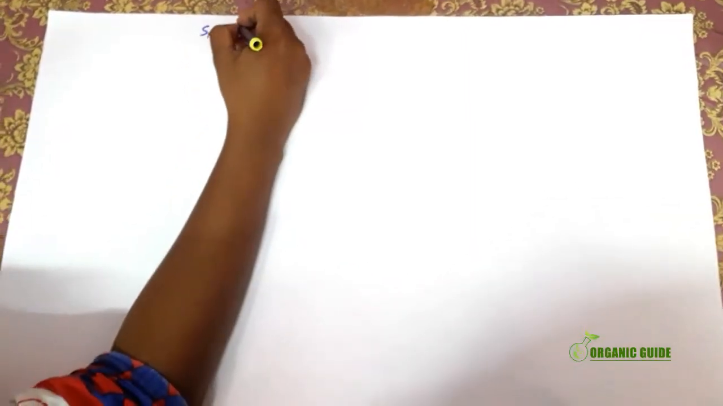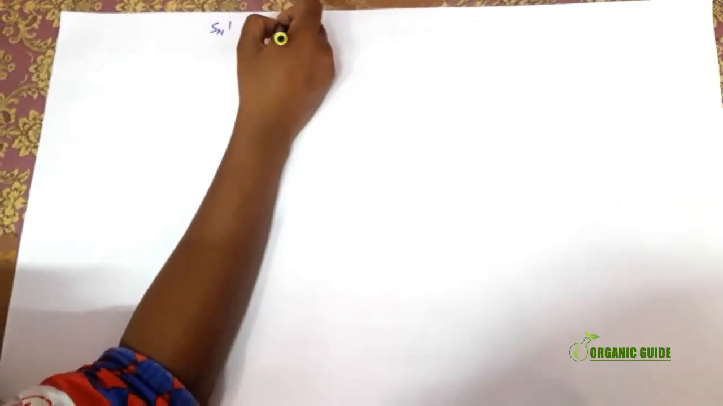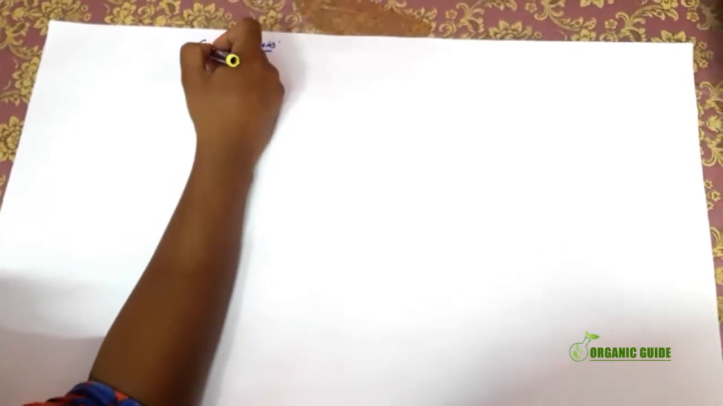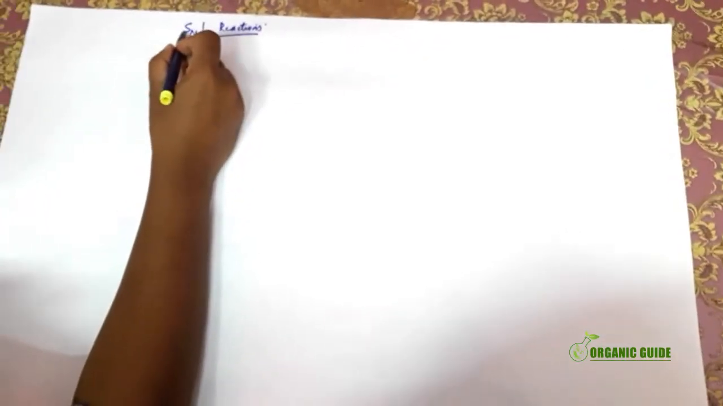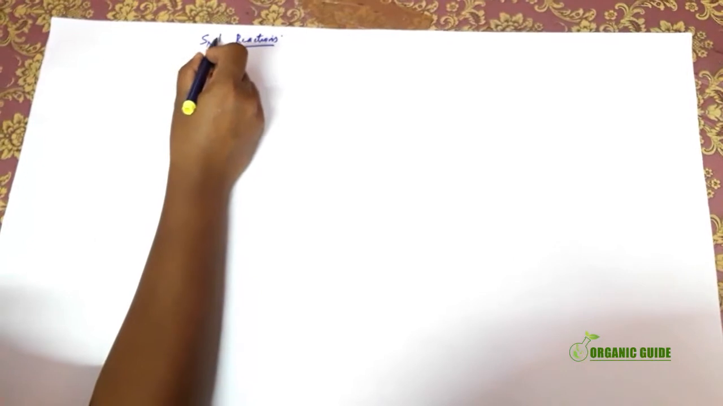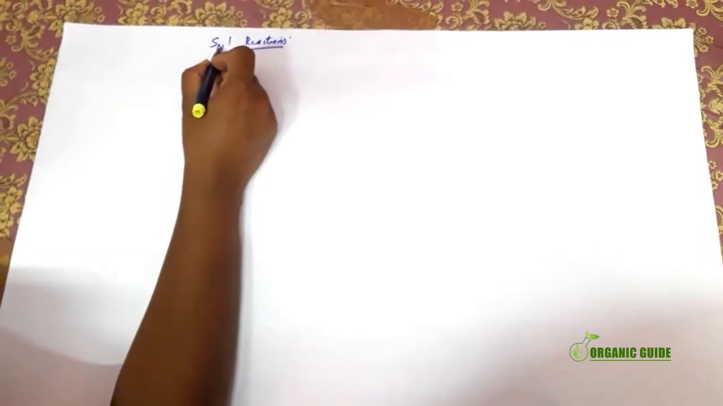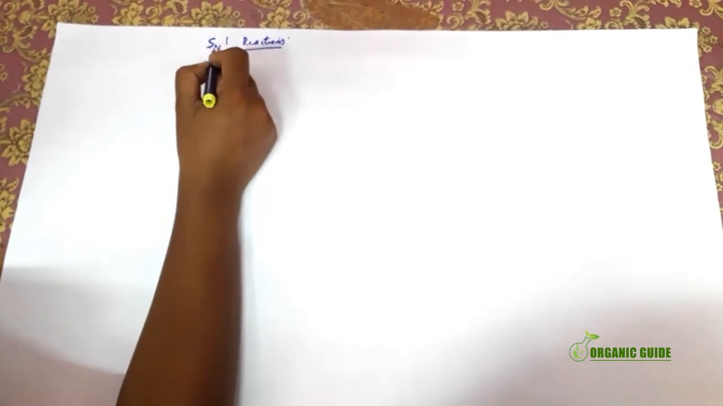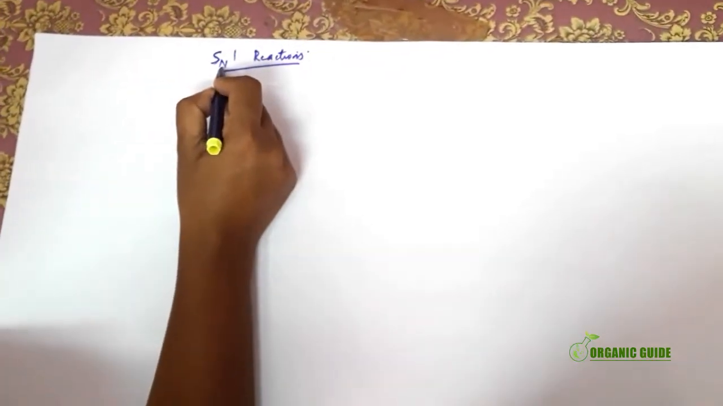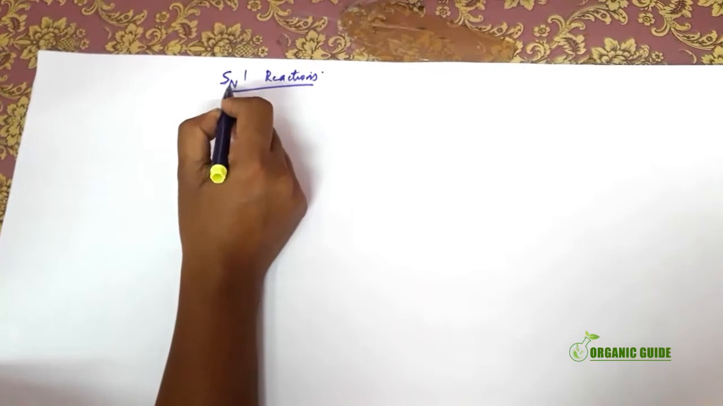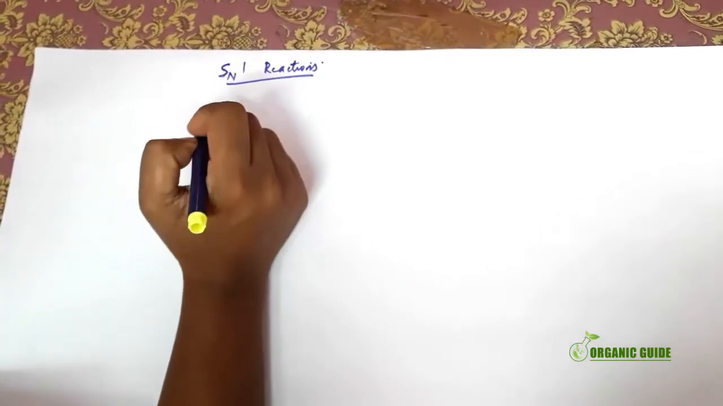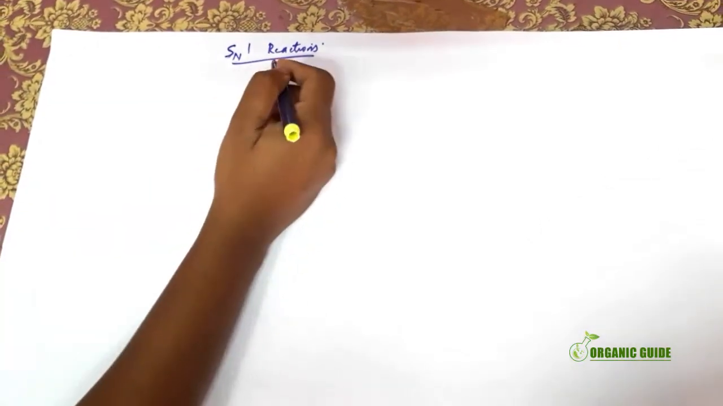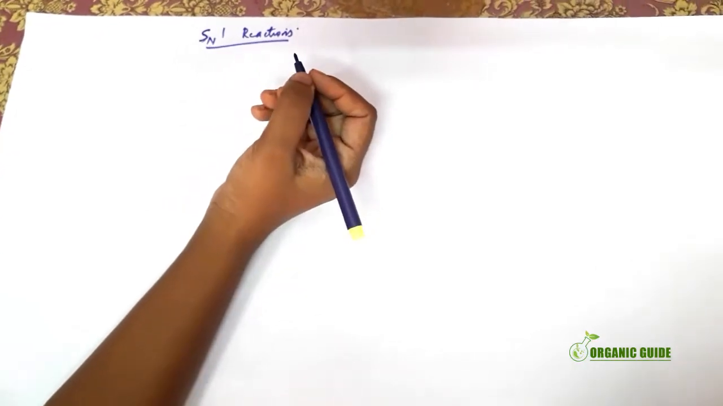SN1 mechanisms or reactions. SN1 reaction. As the name indicates, it is nucleophilic substitution unimolecular. We are representing it like this: capital S is for substitution reaction, then N for nucleophilic, then 1 for unimolecular. Nucleophilic substitution unimolecular. So here it is a two-step reaction.